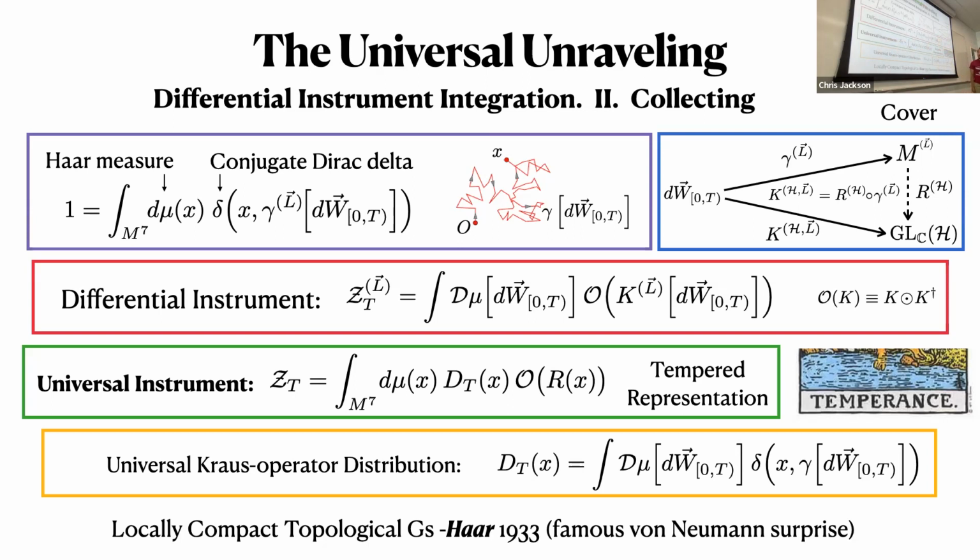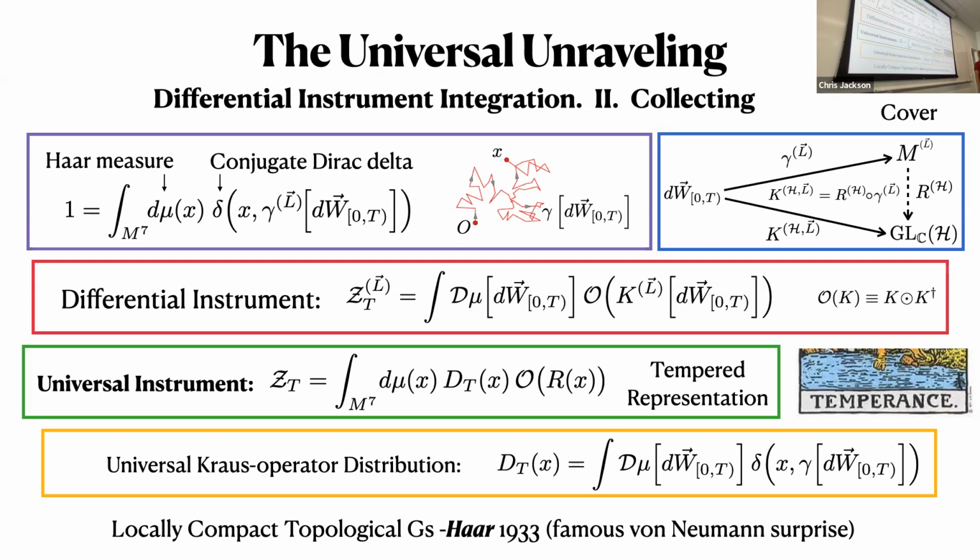Okay, and when you think, in this case, the Krauss operator density is just a sum over all paths that give you the same value of x. Yeah, great. This thing on the bottom is a little story.